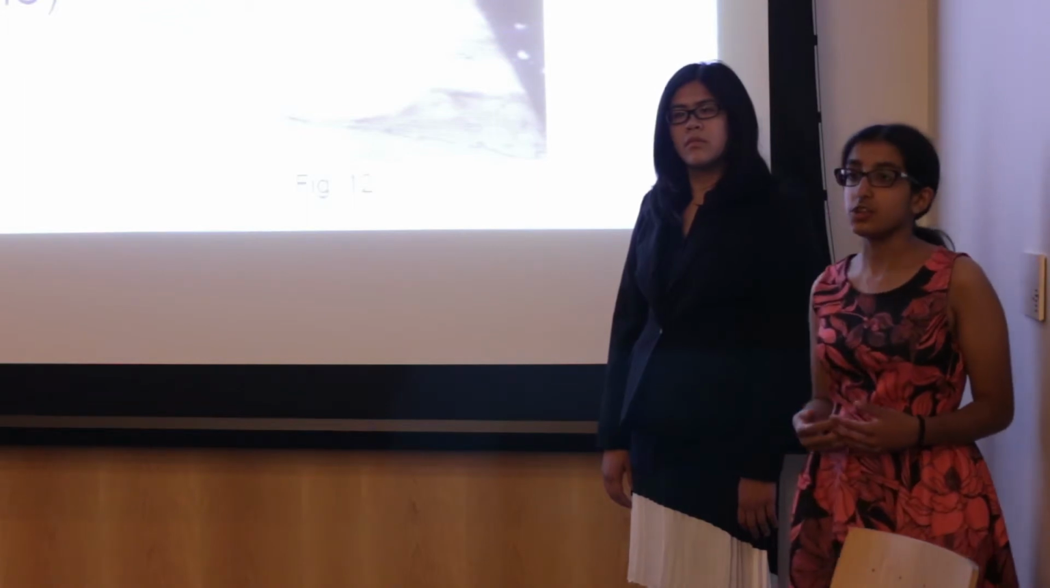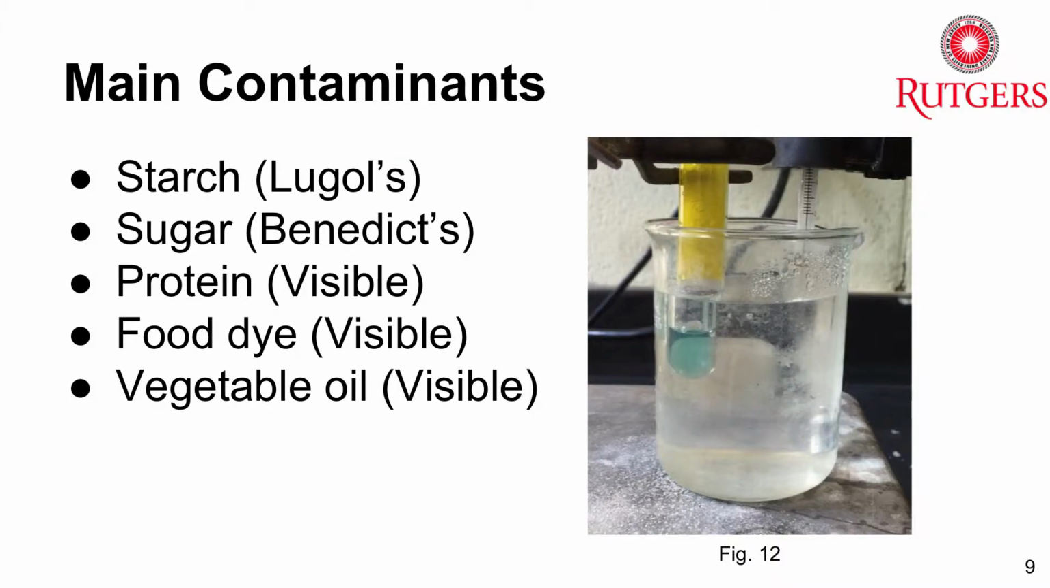For starch and sugar, we used indicators such as Lugol's or Benedict solution, and for protein, food dye, and vegetable oil, it was relatively easy to visibly detect whether the contaminants were present in the filtrate. For protein, we looked at how opaque the filtrate was. For food dye, we looked at the color because we used a bright red food dye, so it was easy to tell if there was contaminant in the filtrate. And for vegetable oil, we looked for a layer of oil on top of the filtrate solution.